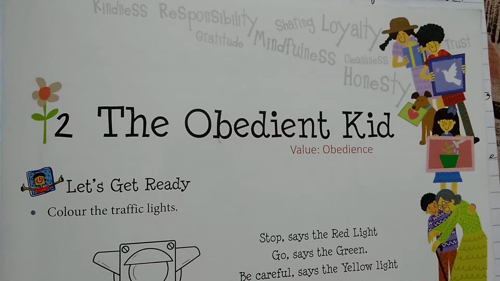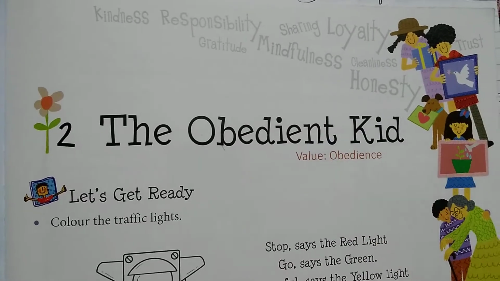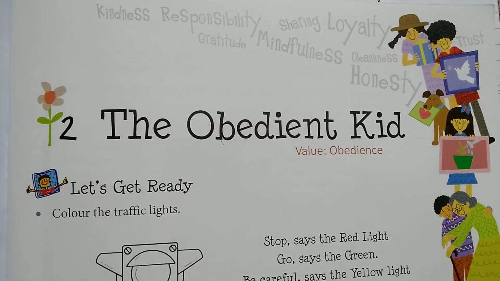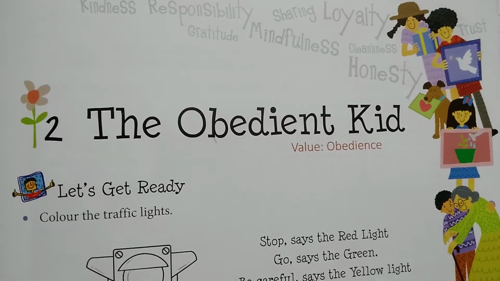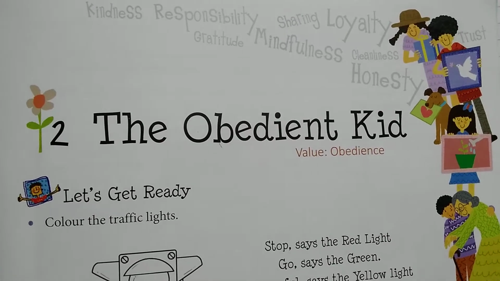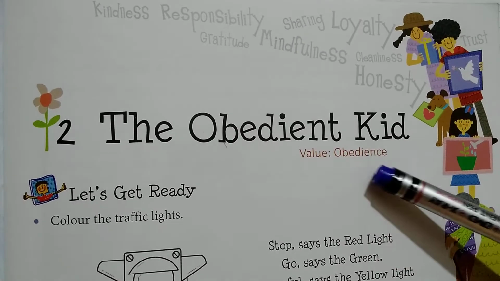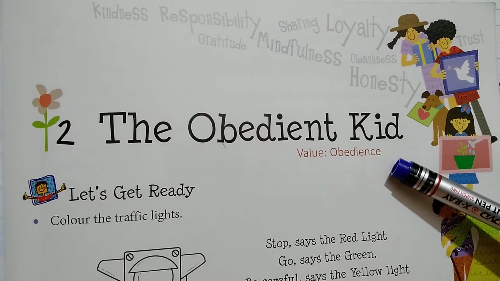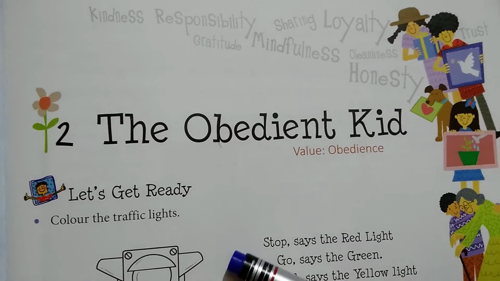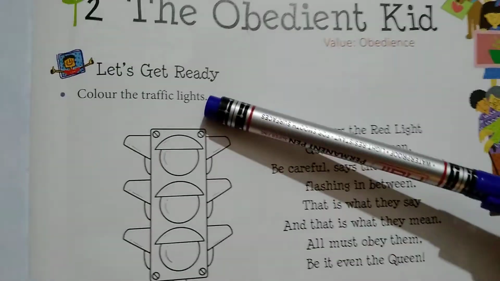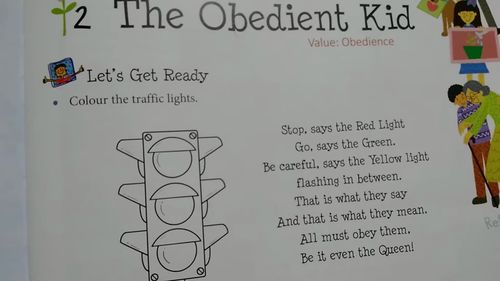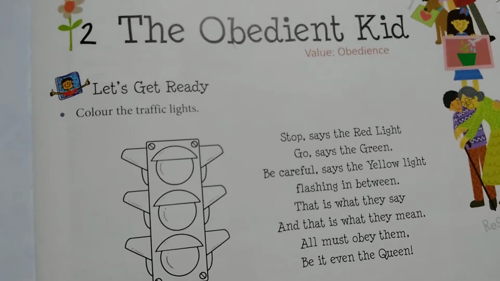We are in chapter 2, The Obedient Kid. In our last class, we already read the whole story. And what is the value of this story? Oh, now we already know it. It is obedience. Okay? So, firstly, we read this part. And today I'll give you some question answers and the book exercise. We'll solve the book exercise.